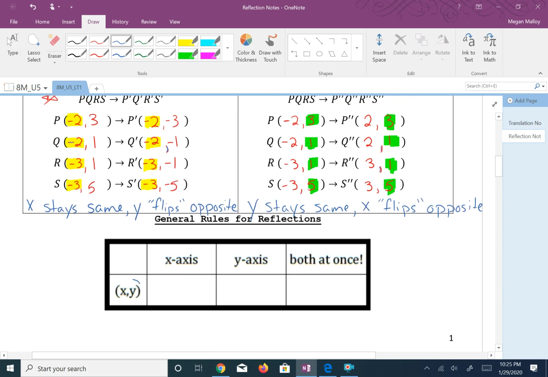To generalize that, if I start with an ordered pair (x, y) and reflect across the x-axis, the x stays the same, and the y becomes the opposite sign of what it originally was. If I reflect across the y-axis, the y stays the same, and the x changes to the opposite of what it previously had been. And while we haven't done an example yet, if we reflect across both the x and y axes, so I take my pre-image, reflect it over the x-axis, and then take that new image and reflect it over the y-axis, that is going to make both values change to the opposite of what they were. So if they were both positive, they'd become both negative. If they were both negative, they would become both positive.